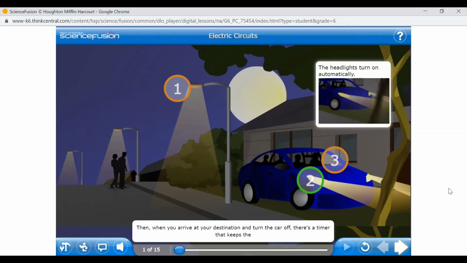Then, when you arrive at your destination and turn the car off, there's a timer that keeps the headlights on for a certain period of time so you can get out of the car safely. It's a pretty cool car.